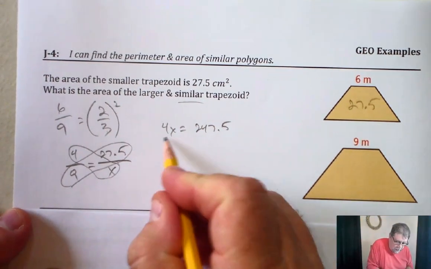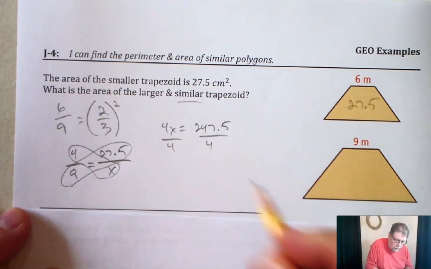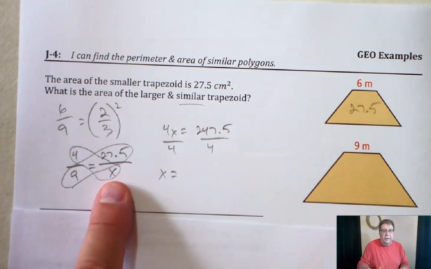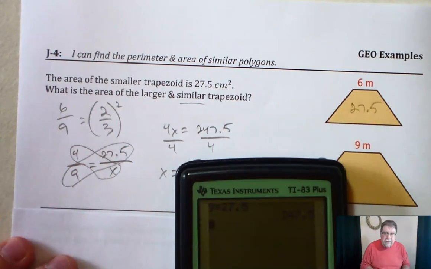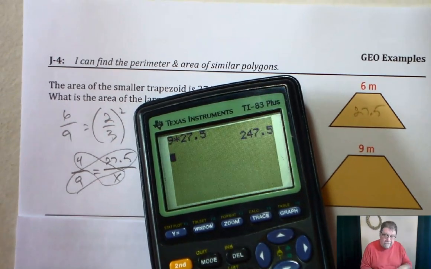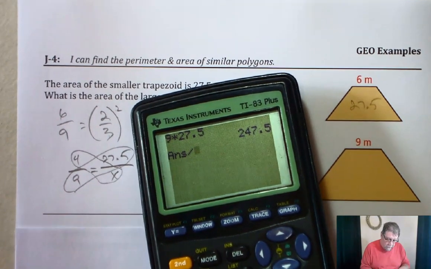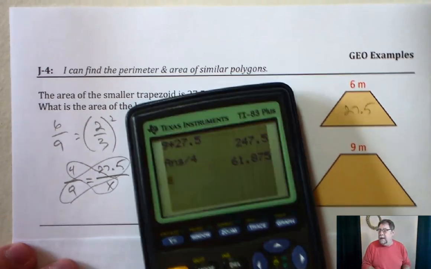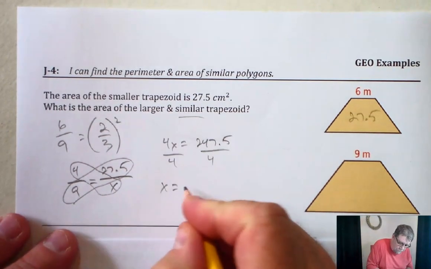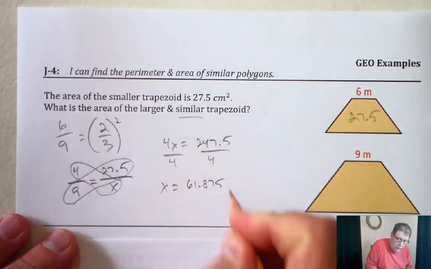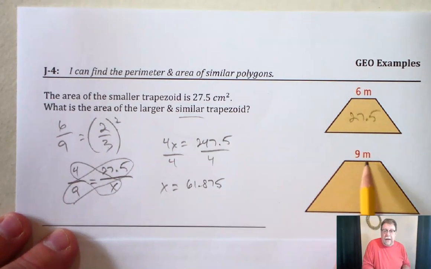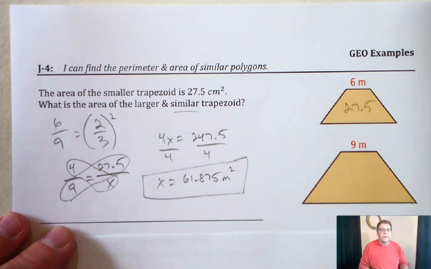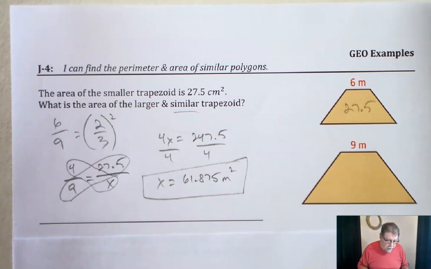And then last but not least, I'm going to divide by 4. X is the area, that's what I set x to be. Take 247.5 and divide it by 4, and we get 61.875. And now remember, that's area, so it's in centimeters squared. So there is our solution for that problem.